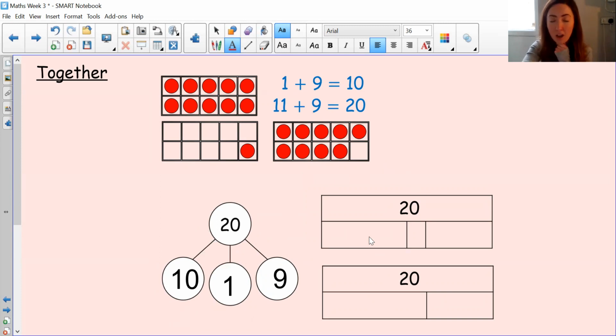Let's have a look at this bar model. Now I can see that this is the biggest part here. So that must be where the 10 goes. And then the 1 is going to go in this smaller part here. And the 9 must go here. And if we're representing it with just the 2 parts, it's going to be 11 and 9. Well done for having a go at that. And let me know if you got that right the first time round.